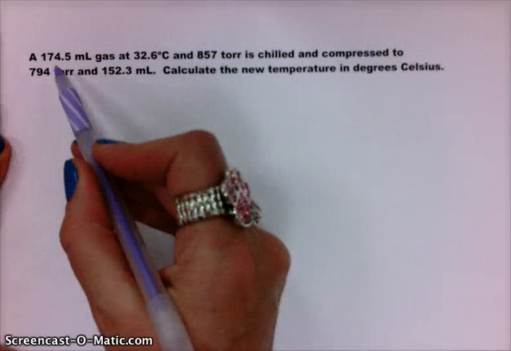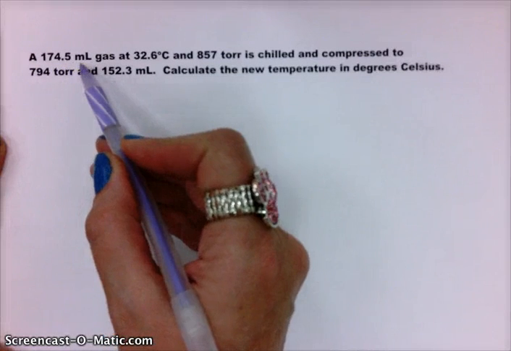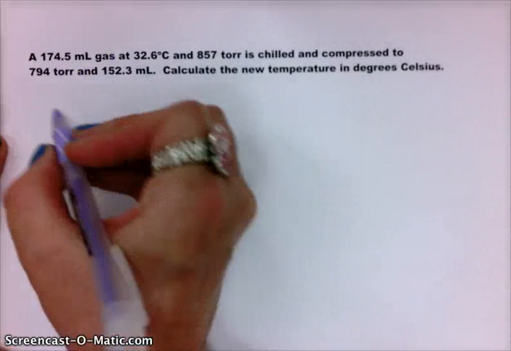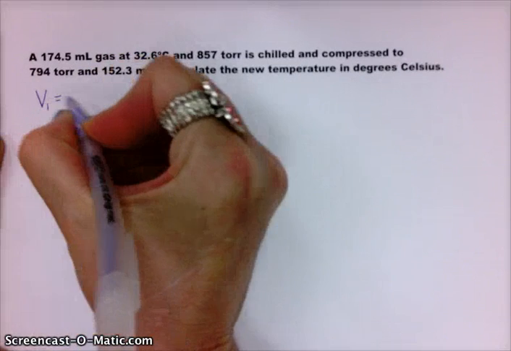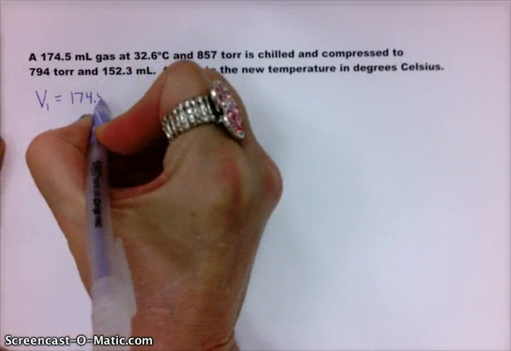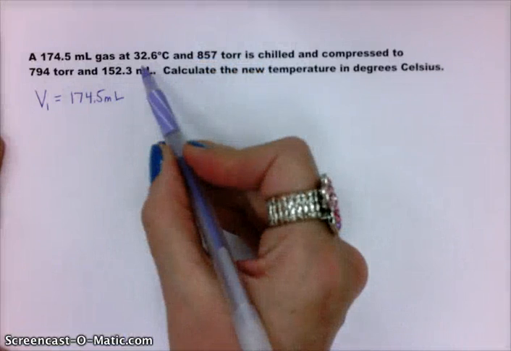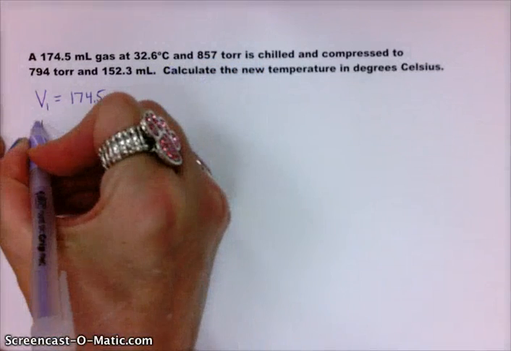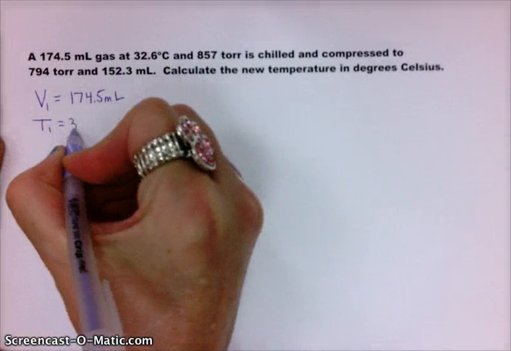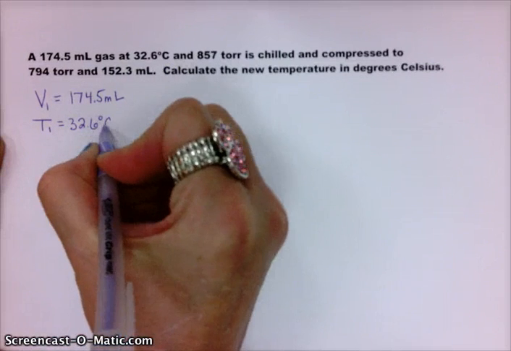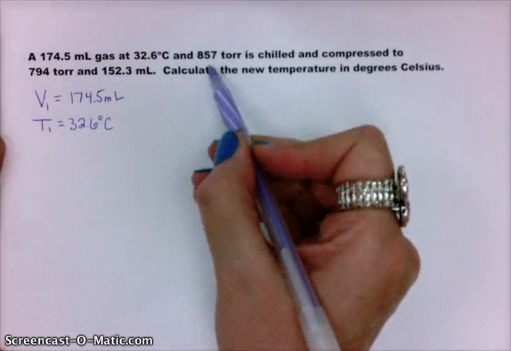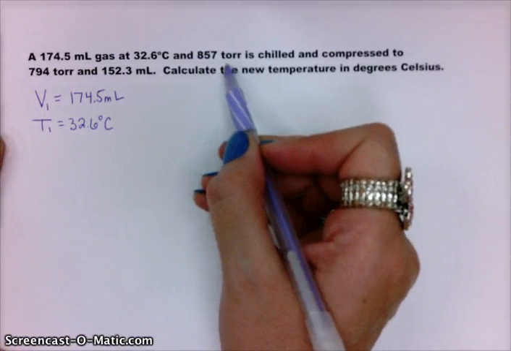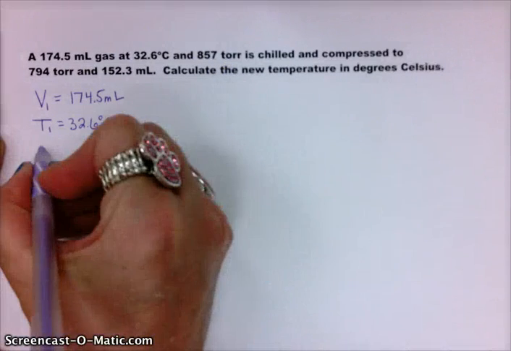So I think the first thing we want to do is go through the problem and identify all our variables. We have 174.5 milliliters. What's that? Yes, it is V1. It's a volume, 174.5 milliliters. Then we have 32.6 degrees Celsius. What's that? You're correct if you said temperature. So 32.6 degrees Celsius is T1. And we have 857 torr. What is torr? It is a pressure, so that is our P1.